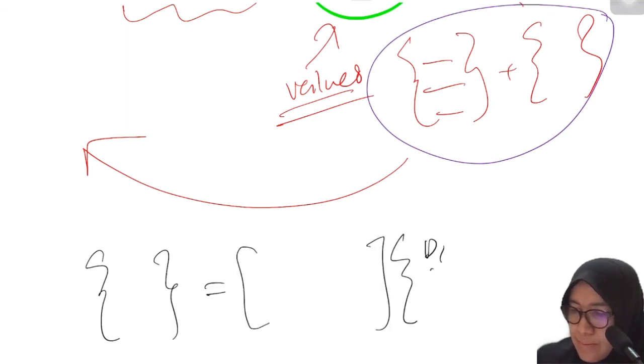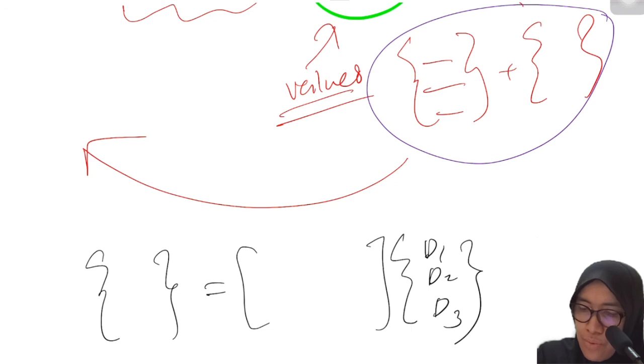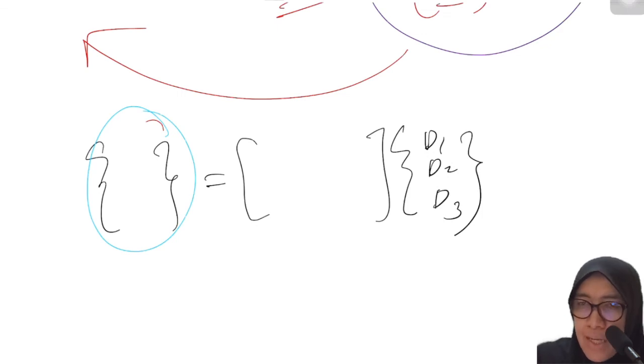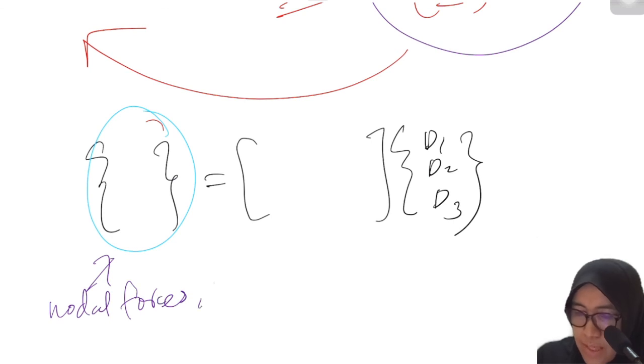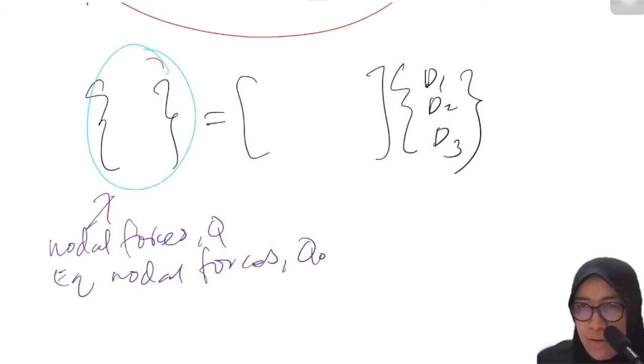And D, like this. So the value on the left side basically comes from the nodal forces Q. It also comes from the equivalent nodal forces Q naught, and it will also include the value from the support settlement.